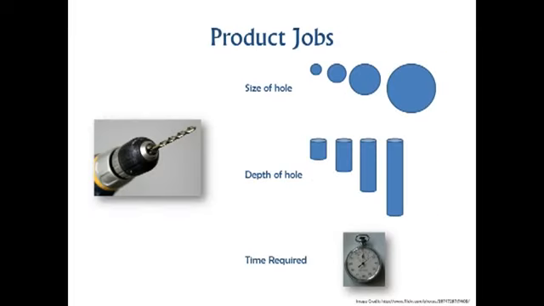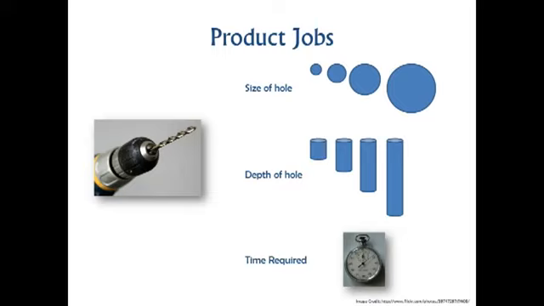Now, the classic story in marketing, of course, is that nobody ever buys a drill because they want a drill. Instead, they buy a drill because what they want is holes. Now, if you take a look at what a drill does, there are three characteristics: the size of the hole that it can drill, the depth of the hole that it can drill, and how long it takes to actually drill those holes.